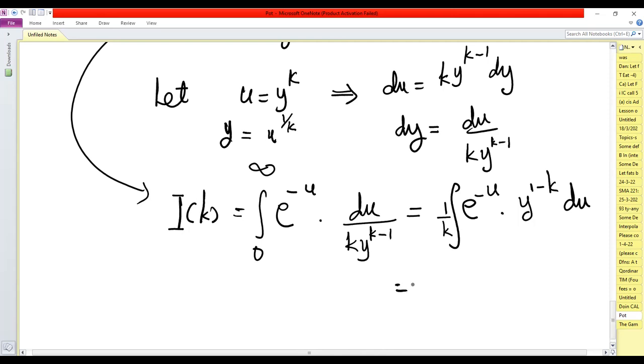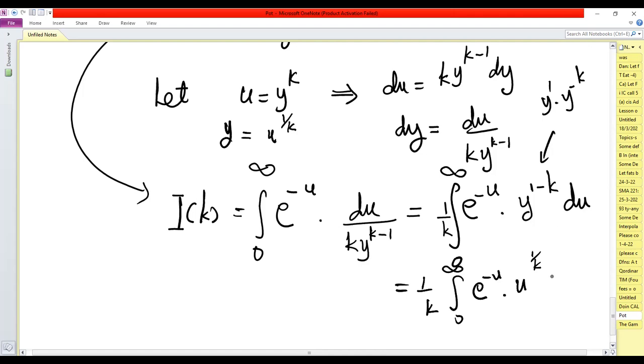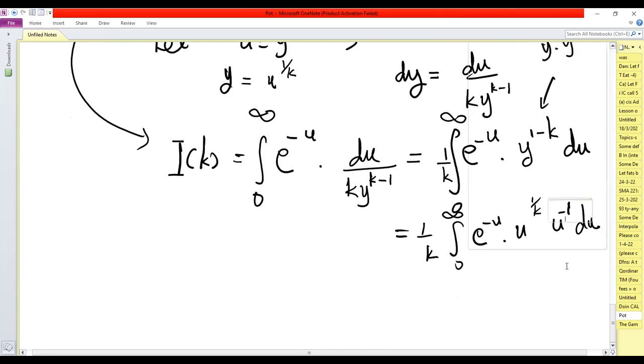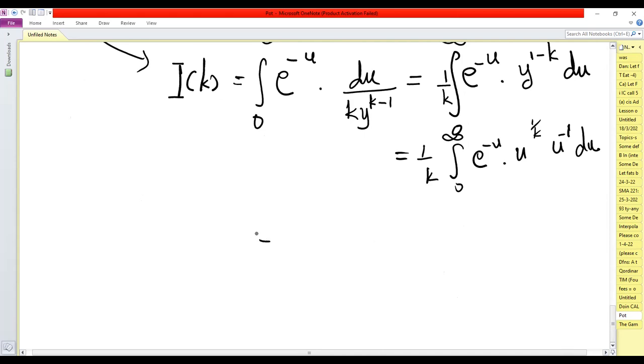So this can be written as 1 over k, integral from 0 to infinity, e raised to the power minus u times y to the power 1. This can be written as y to the power 1 times y raised to the power minus k. Which is the same as y is u to the power 1 over k, and then u raised to the power negative 1, and then du. The value of u to the power negative 1 is the value of y raised to the power negative k. So which will give us 1 over k integral from 0 to infinity of u raised to the power 1 over k minus 1.